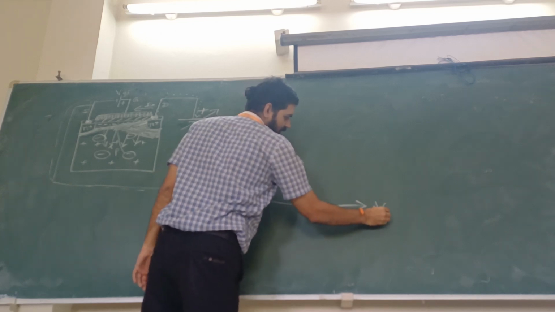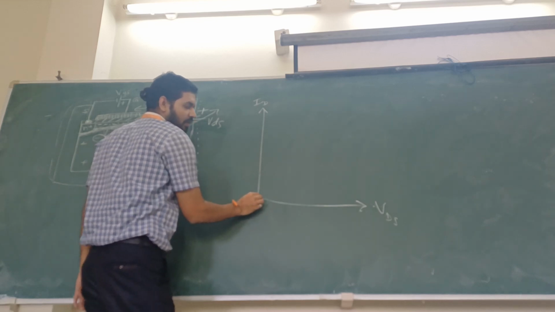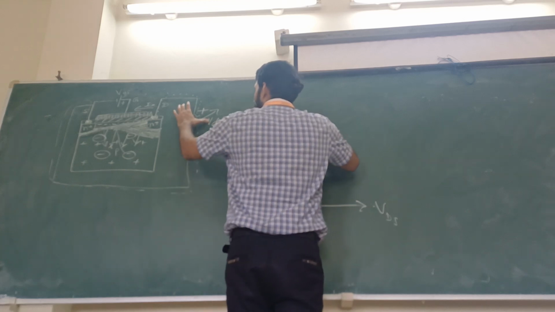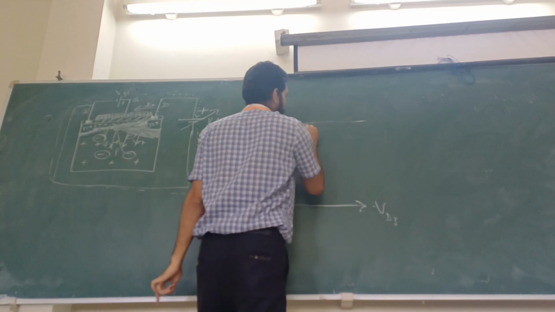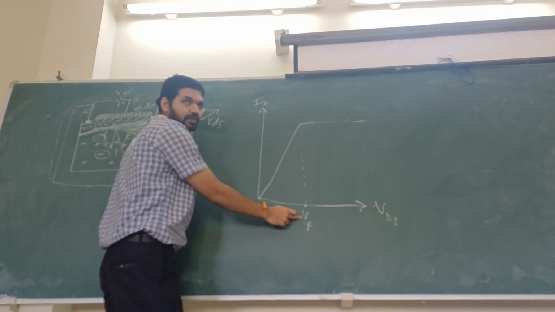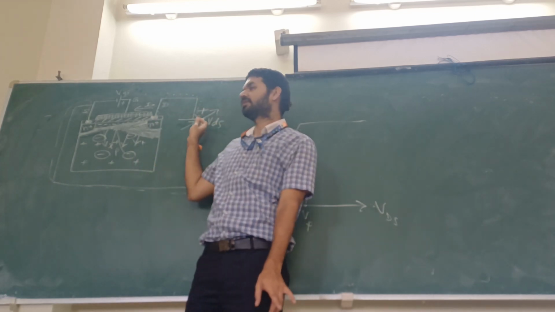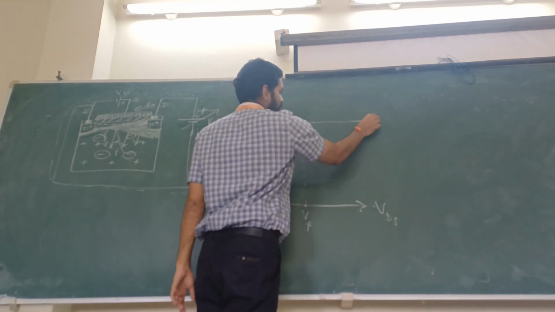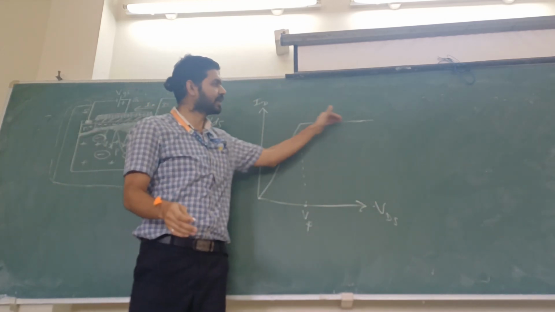And we represent the IV characteristics, current versus voltage. When VDS is 0, current is 0. When VDS increases, current increases. More potential, more current. But after pinch off, the current will saturate. This point Vp is called the pinch off voltage, the voltage at which pinch off has occurred. After pinch off, the current will not increase, it will saturate. Though you increase the VDS, the current will not increase, it will saturate.